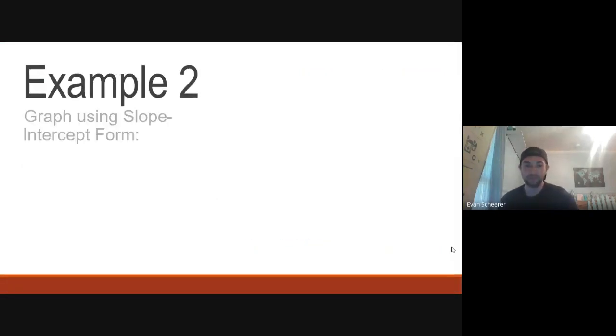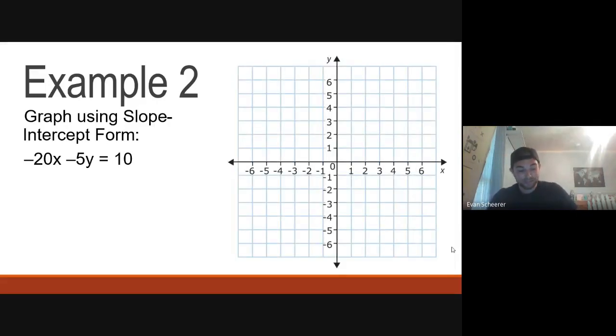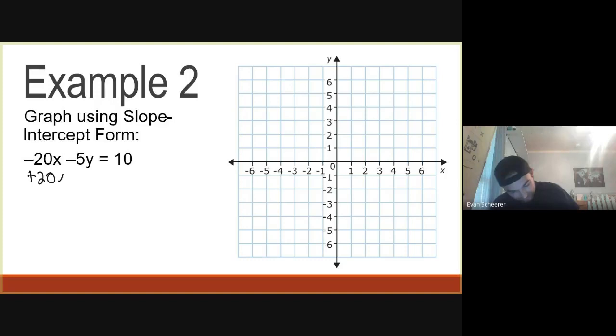So example 2. We want to graph using slope-intercept form again. So negative 20x minus 5y equals 10. This again is in standard form. We want to convert it into slope-intercept form. So how are we going to convert it to slope-intercept form? Again, we need to get that y by itself. So first we need to get that negative 5y by itself. So I'm going to add 20x to both sides.